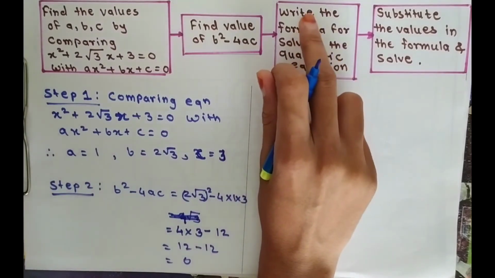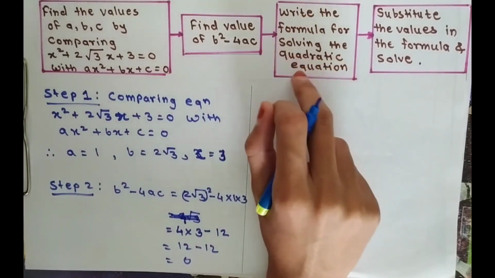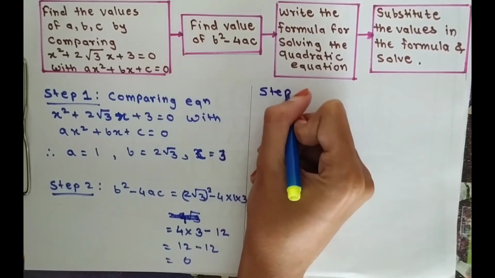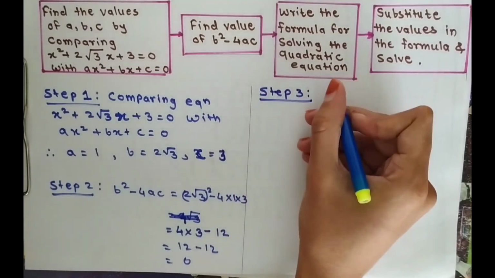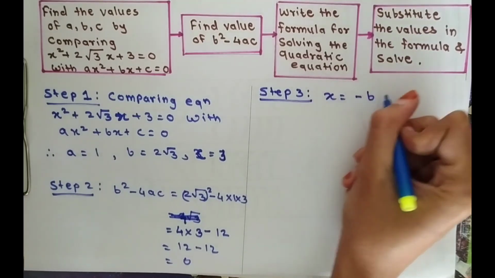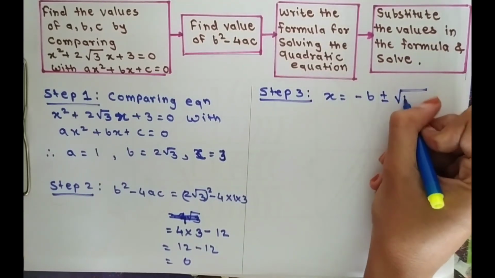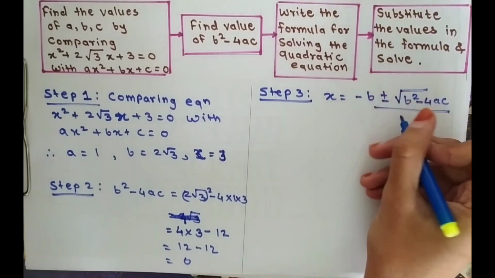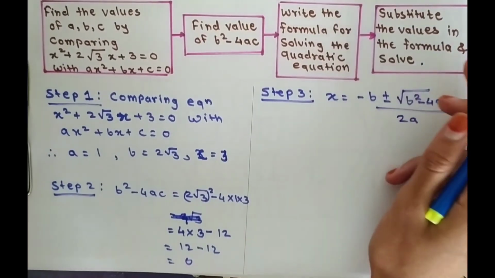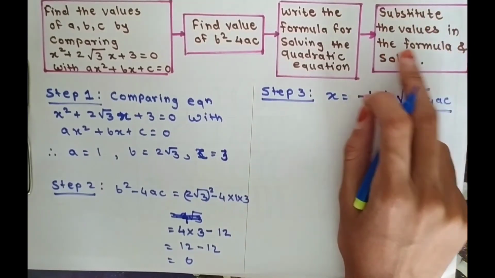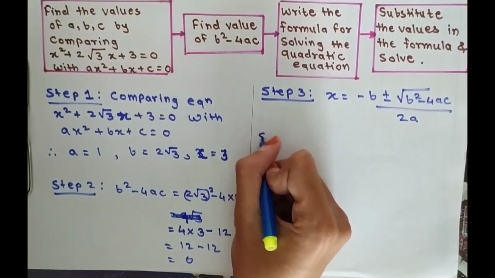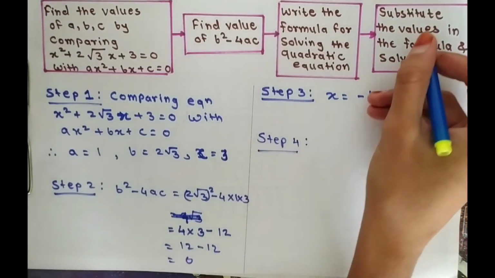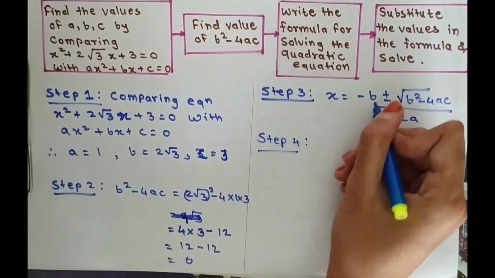Next, third step is what? Write the formula for solving the quadratic equation. So step 3 is, formula is what? X is equal to minus b plus or minus root of b square minus 4ac upon 2a. Step 4 is substitute the values in the formula and solve. So step 4, our formula is this.